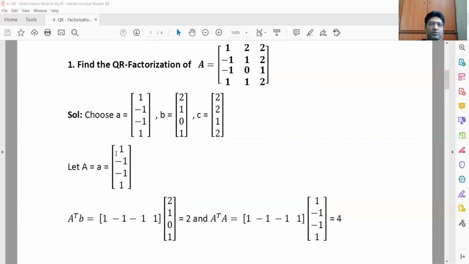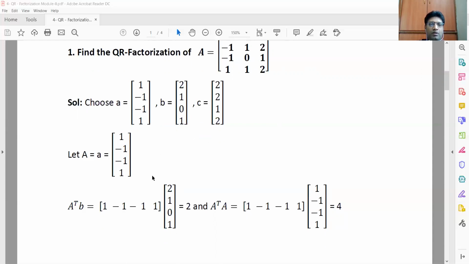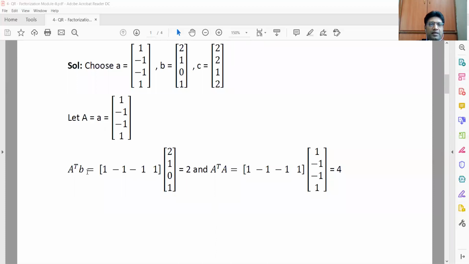To get those three orthogonal vectors, I am using the Gram-Schmidt process. Let A equal this first vector, then the second vector and the third vector. Now I am calculating A transpose B. A transpose is 1, minus 1, minus 1, 1. B is this vector. So I multiply 1 into 2, 2, minus 1 into 1, minus 1, minus 1 into 0, 0, and 1 into 1, 1, which is 2. Next I am calculating A transpose A. If I multiply, I get 4.